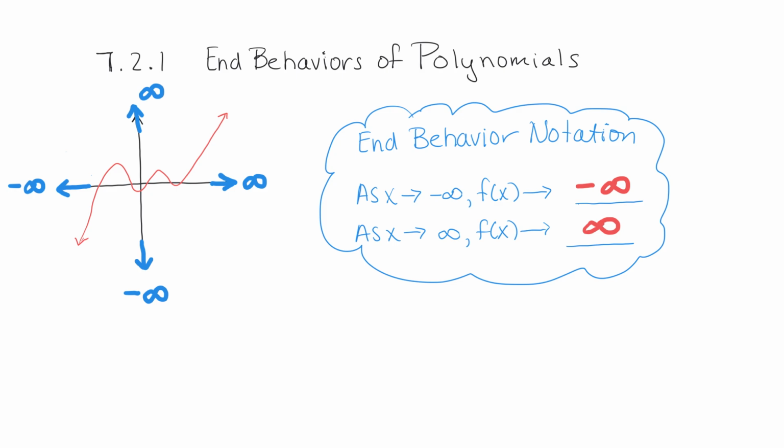You want to keep in mind that as x approaches negative infinity, that's the left side, and as x approaches positive infinity, that's the right side. You need both of those, and then you're just filling in what the f of x is doing.